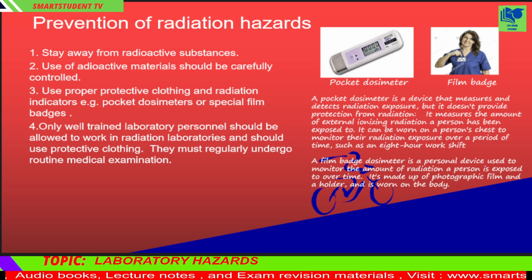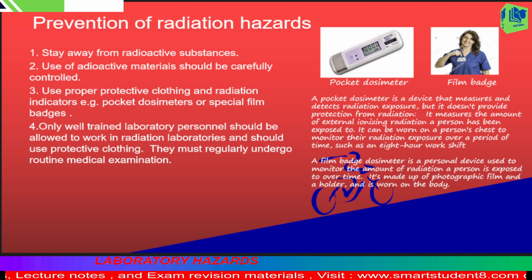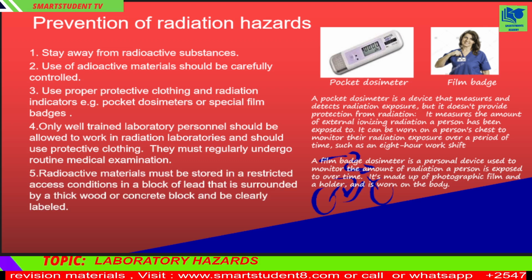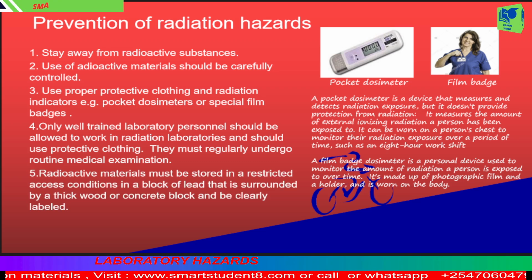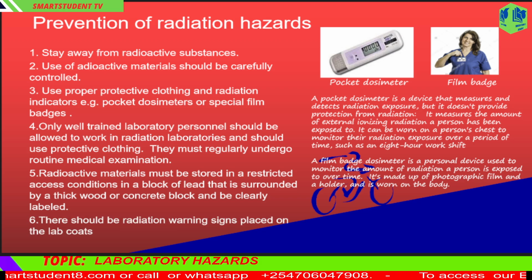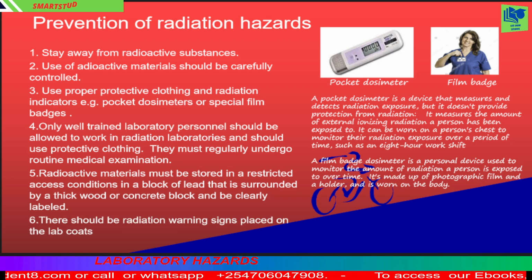5. Only well-trained laboratory personnel should be allowed to work in such radiation laboratories and should use protective clothing. They must regularly undergo routine medical examination. 6. Radioactive materials must be stored in restricted access conditions in a block of lead that is surrounded by a thick wood or concrete block and be clearly labeled. 7. There should be radiation warning signs placed on the lab coats.